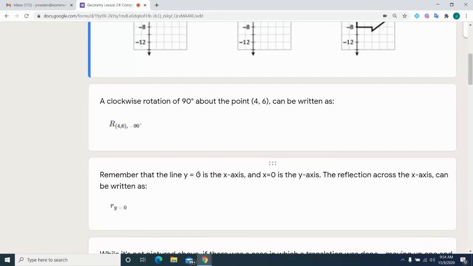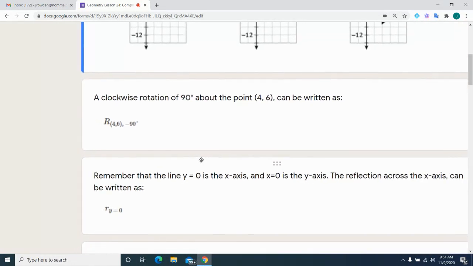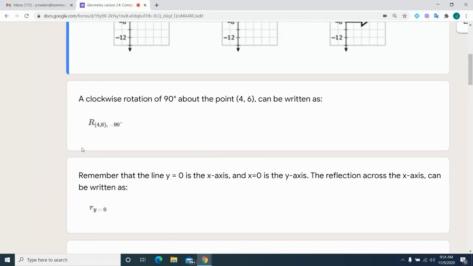What I'm going to do right here is look at all the different types of rotations, reflections, and translations, and how we're going to write them. We did this in the last lesson. For example, if we do a clockwise rotation of 90 degrees around the point (4, 6), you do capital R, saying that I'm rotating, and we'll do (4, 6), saying that's the center of rotation, and then negative 90 degrees. When we say negative 90 degrees, that's saying a clockwise rotation of 90 degrees around that point.